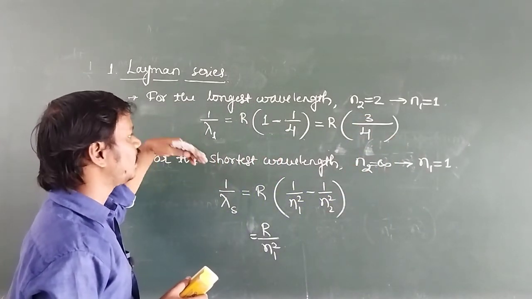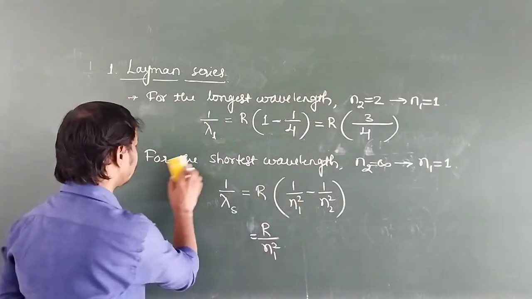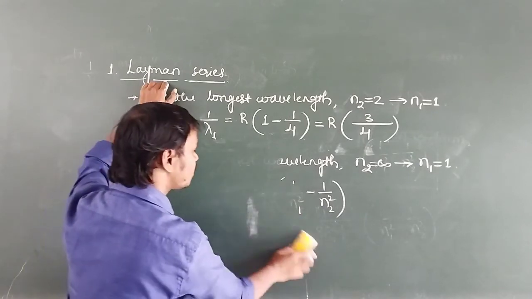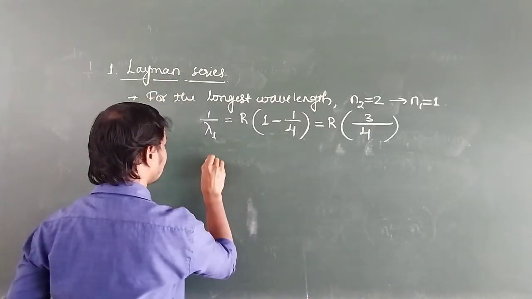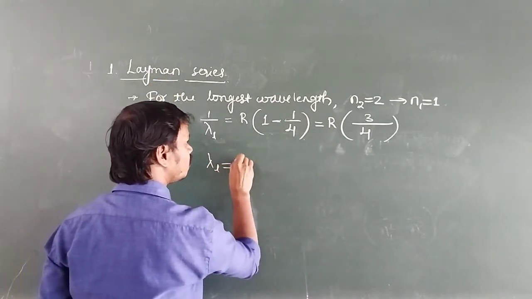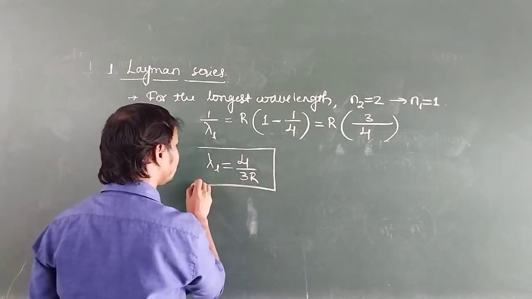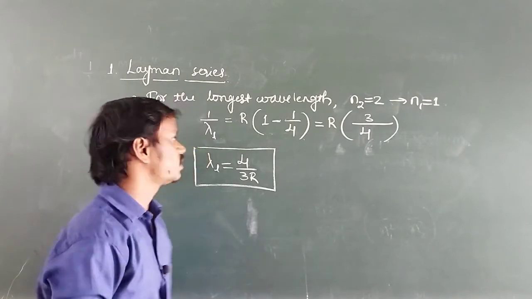Then how to find lambda L? That is 4 by 3R. Then 4 by 3R gives the longest wavelength in which series? That is in the Lyman series. Lambda L is equal to 4 by 3R, the longest wavelength in the Lyman series. And the next series, that is Balmer series.